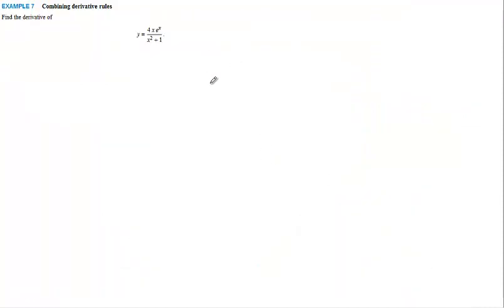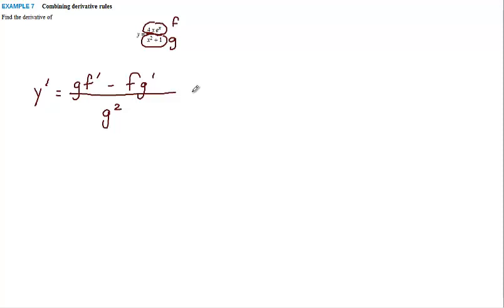Alright, this little messy guy here, I'll look at it as a 4x, an e to the x, and this guy down here. I have a lot of stuff going on, so I'm going to look at it as the quotient rule first. This will be my f, and this will be my g. Y prime equals, let's just write it down formally: g times f prime minus f times g prime all over g squared. Because I know this is going to be messy. g is x squared plus 1.